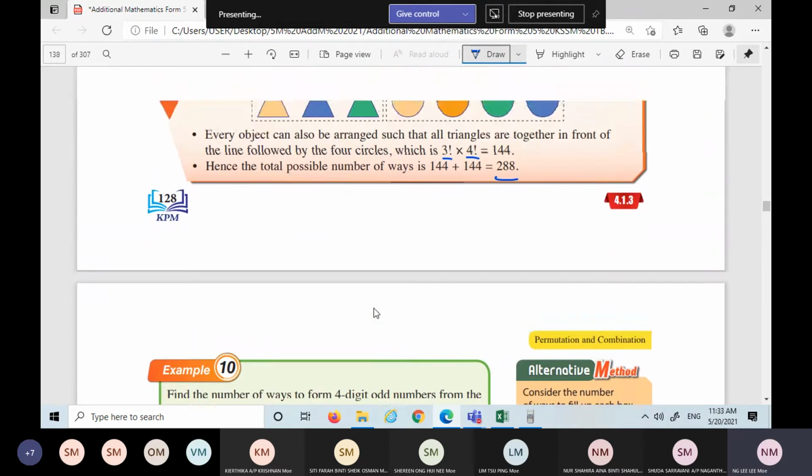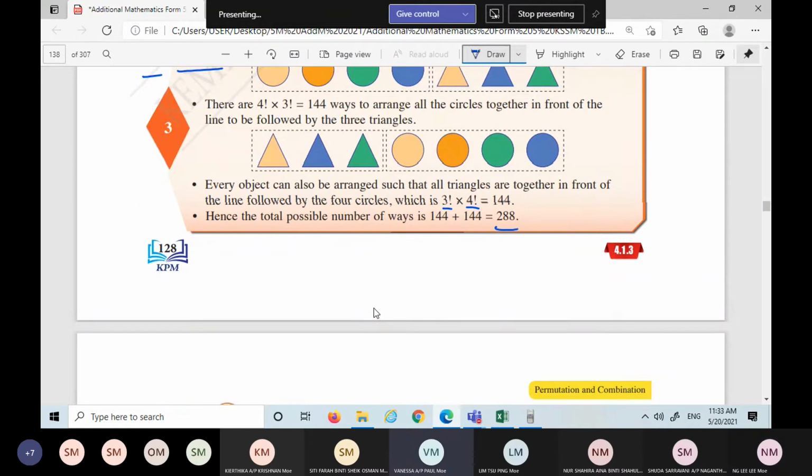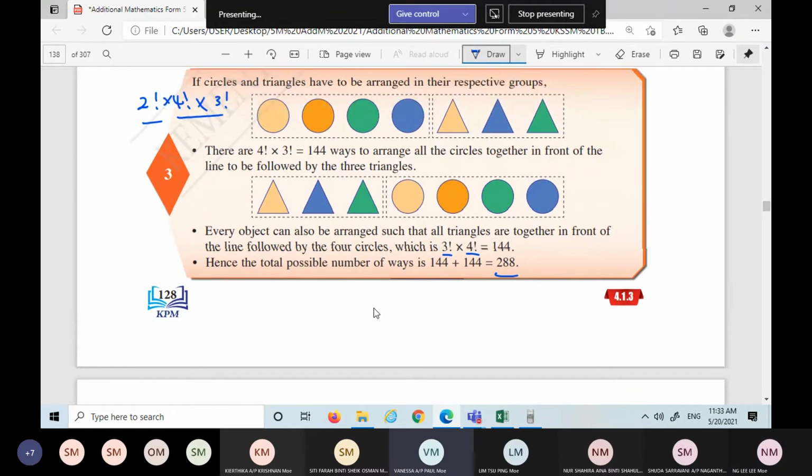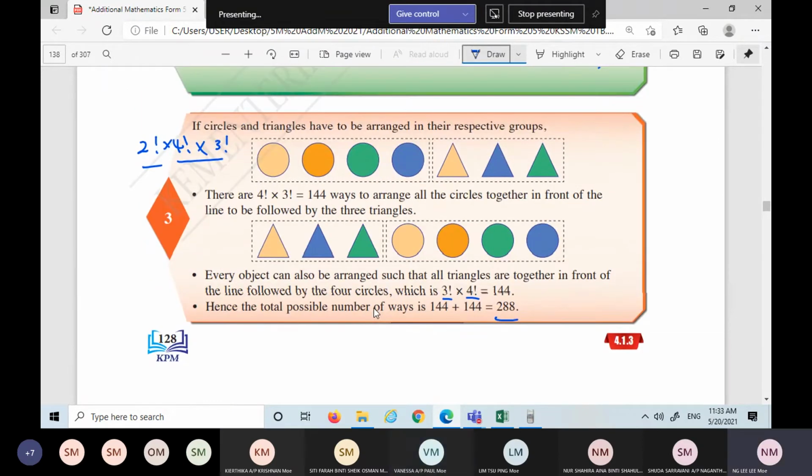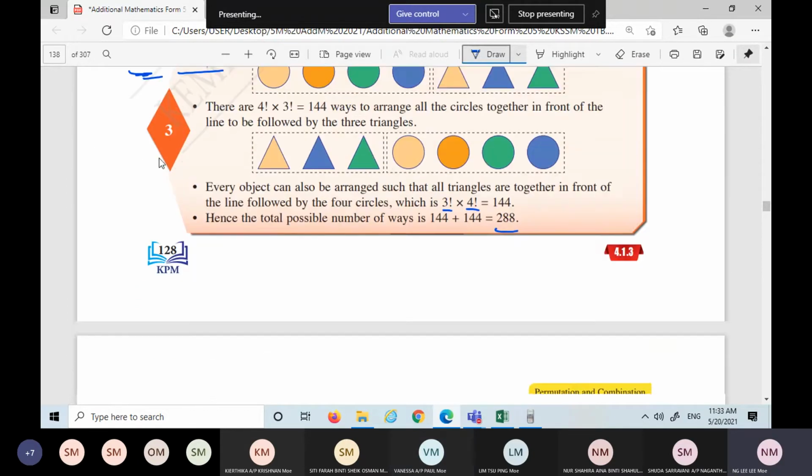Yes, the above one, right? The 3 triangles are considered as one. The third example, is it? Yes. The 4 circles, because they want the circles together. They want the triangles together. So the circle is one group, the triangle is another group. So we consider here one object, 2 objects. Therefore, it is 2 factorial. Understand? Okay, so we continue.